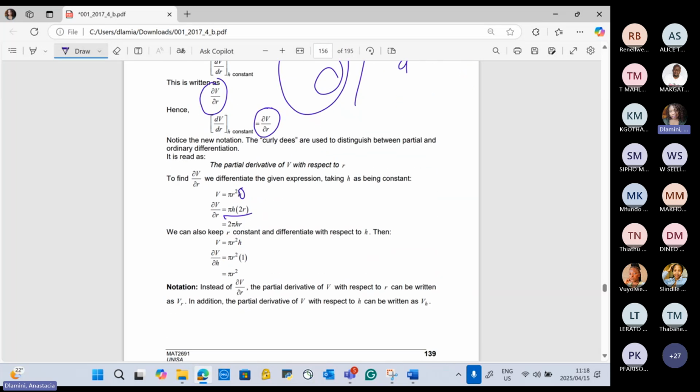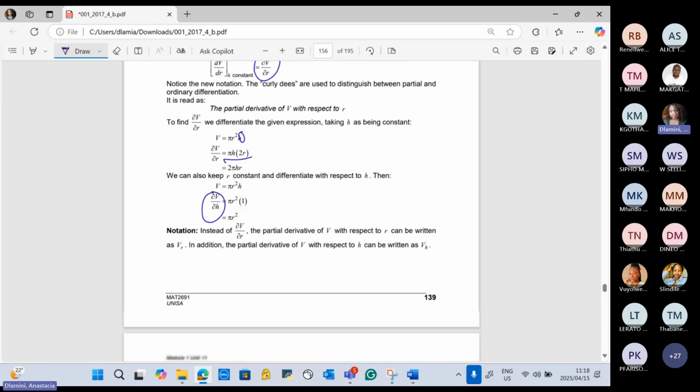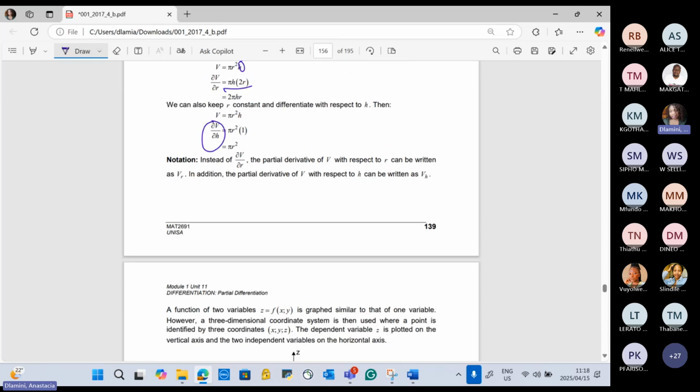So this is how you do the notation. Now they say that instead of the curly V over the curly r, the partial derivative of V with respect to r can also be written as V subscript r. In addition, the partial derivative of V with respect to h can also be written as V subscript h. Are we all together there? So don't be confused in the exam when I ask you to find V_h.